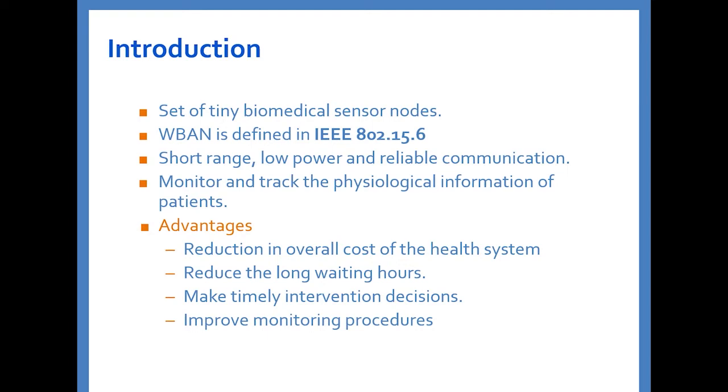Here I list out the various advantages of the wireless body area network when compared with the conventional healthcare monitoring systems. First, it reduces the overall cost of the healthcare system, and then it reduces the long waiting hours of the patient, and it also makes quick, timely intra-body decisions in case of any emergency at the patient's side. For instance, WBAN on diabetic patients can auto-inject the insulin through a pump as soon as the insulin level of the patient declines. So, here it improves the monitoring procedures.